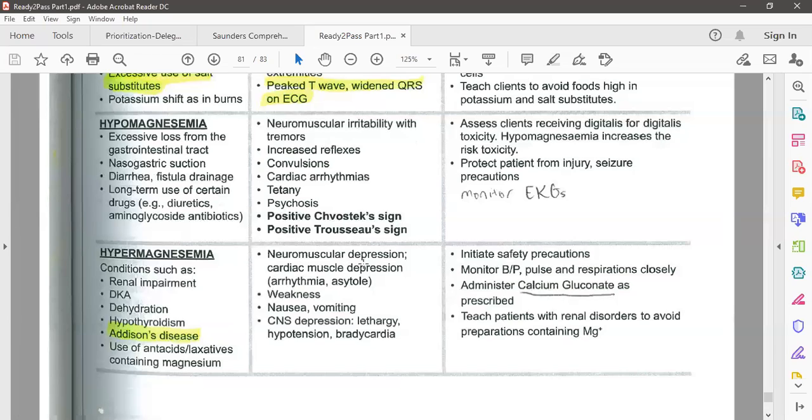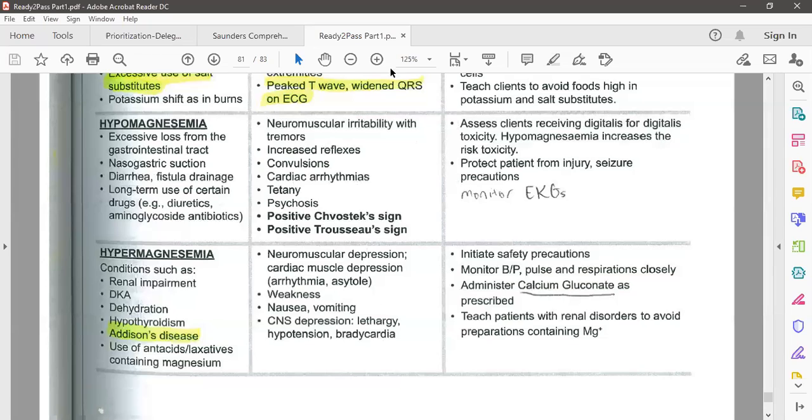Hypermagnesemia causes neurological depression, cardiac muscle depression, and arrhythmia. Same here, also arrhythmias. Hyperkalemia develops arrhythmia. Hypokalemia develops arrhythmia. Hypomagnesemia develops arrhythmias. Hypermagnesemia develops arrhythmias. And nausea, vomiting, central nervous system depression like lethargy, bradycardia, and hypotension.